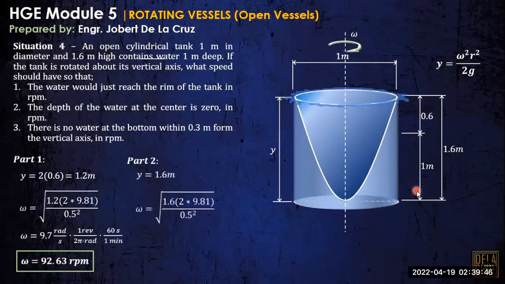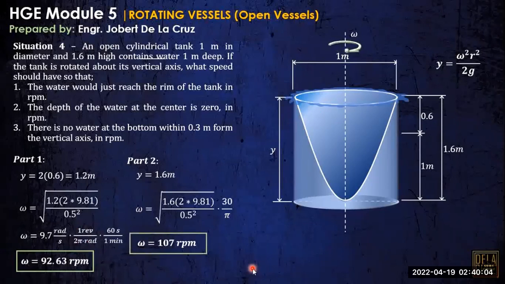Then again, using this one, then I just rearrange again or simplify. Then we can have the value of omega. Again, diretso ko na lang siya, 30 over pi. Okay, para hindi na tayo dumaan dito. Then, ito yung answer.